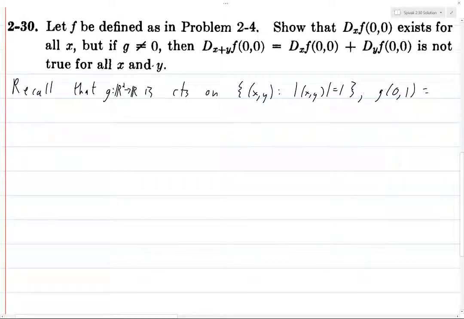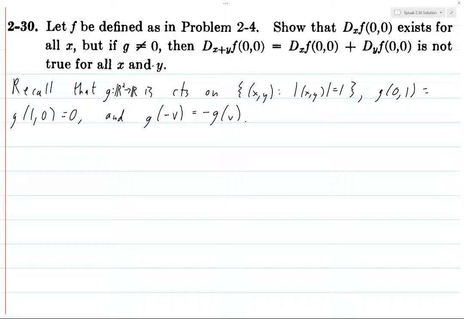g(0,1) equals g(1,0) equals 0, and g of minus v equals minus g of v for all vectors v in R2. Here I'll write v for vector, just so that we know that these are vectors and not points in R. So g is just some continuous function which satisfies these properties.